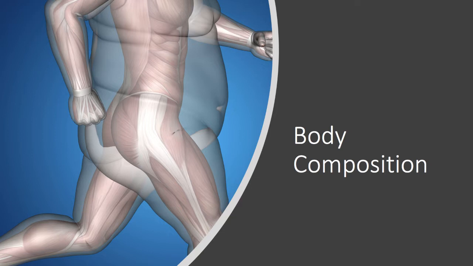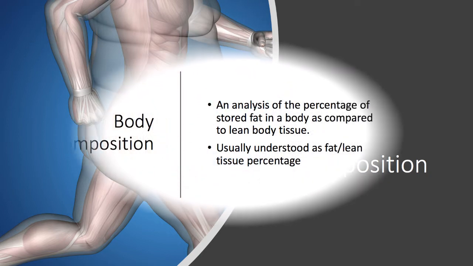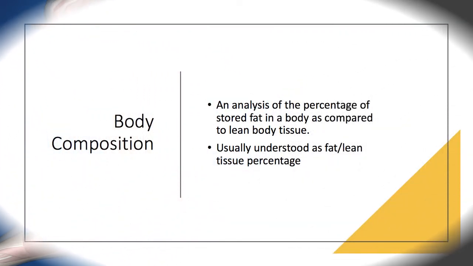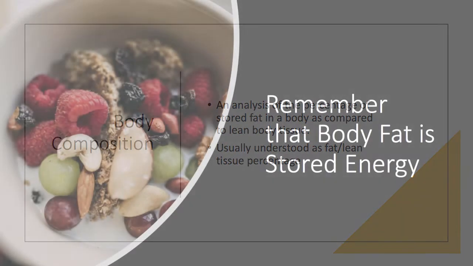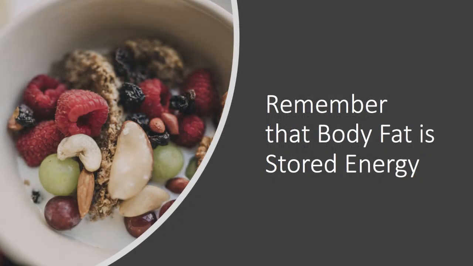Now, the definition for body composition is an analysis of the percentage of stored fat in a body as compared to lean body tissue. It's usually understood as fat to lean tissue percentage. Let me remind you that body fat is just stored energy. It's just stored energy, right? Because there's so much emotion around this. There's so much shame around it. And as long as body fat is seen as a shame-based topic, nobody's ever going to succeed in changing it.